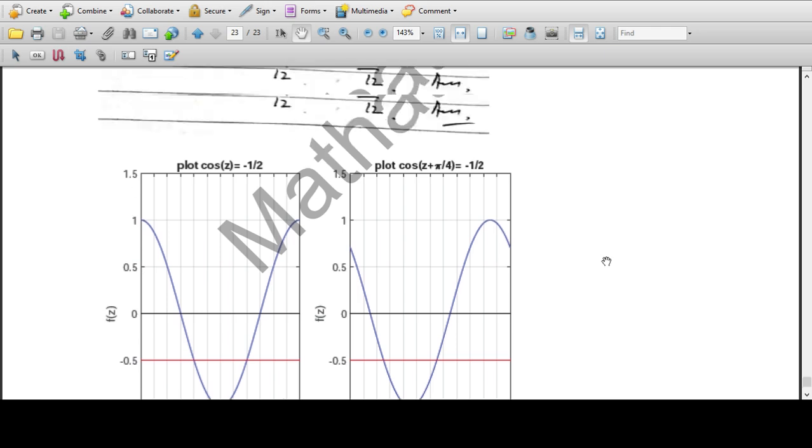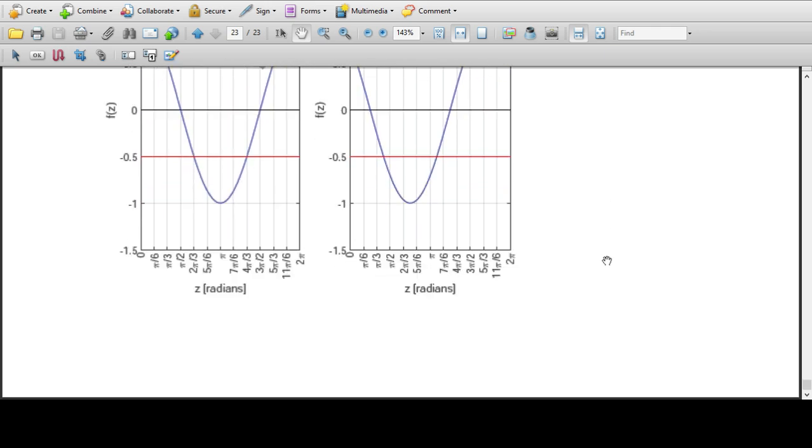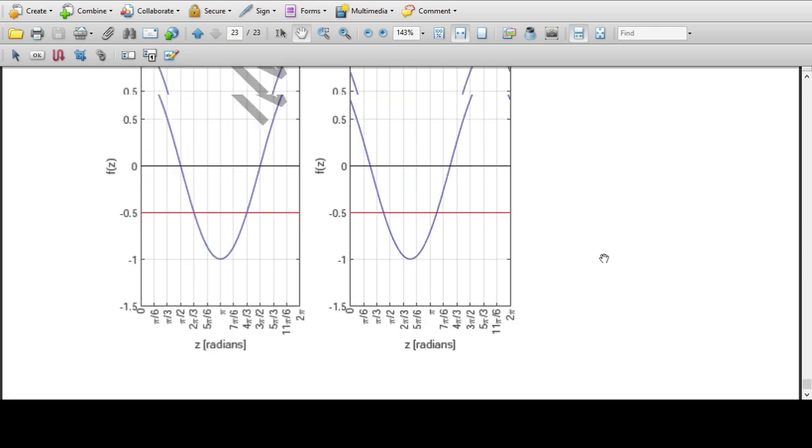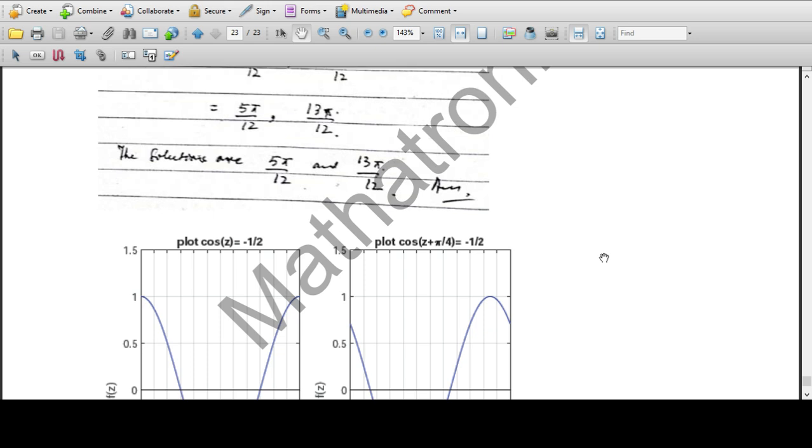So this is all from question exercise 9.10, and we will solve some other exercises in the next session.